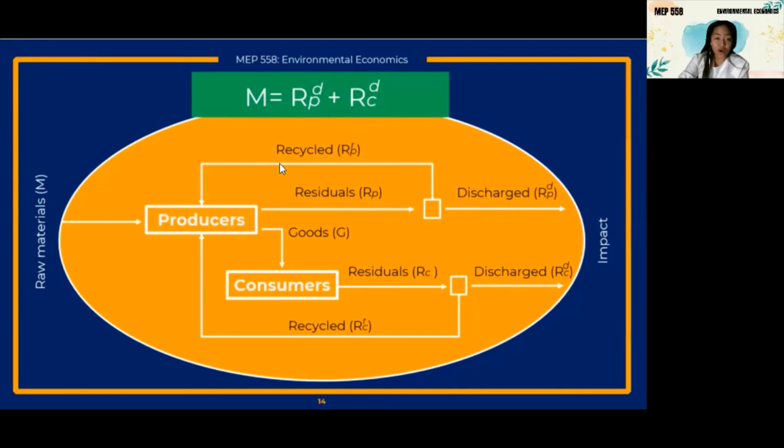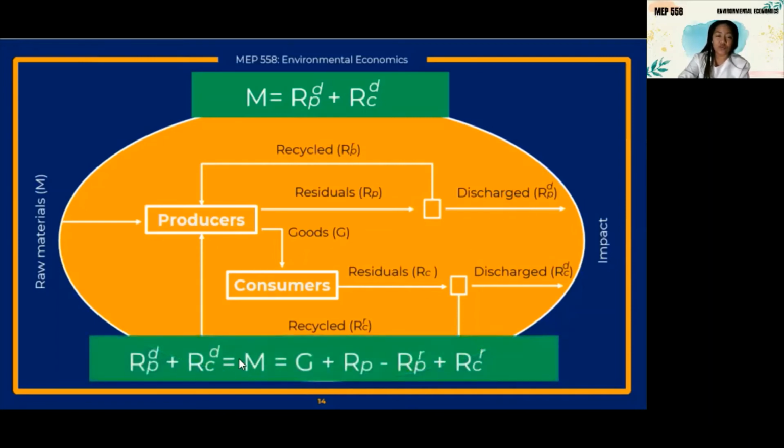So according to the flow diagram, RPD, the rate discharged by the producers plus the rate discharged by the consumer equals the mass of the residuals equals the goods produced by the producers, of course, and plus the rate of the producer.